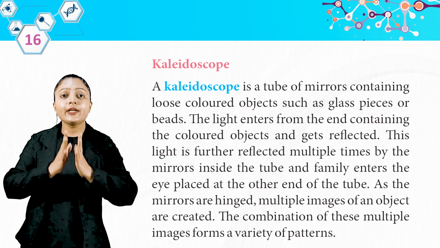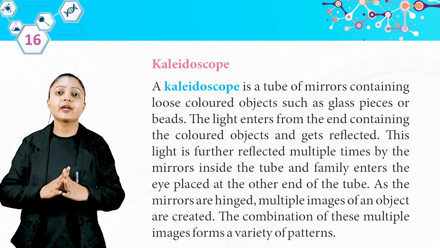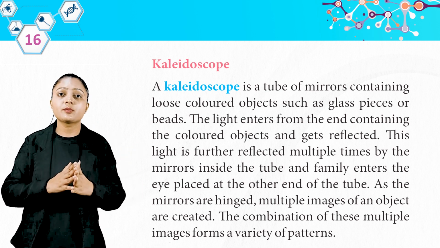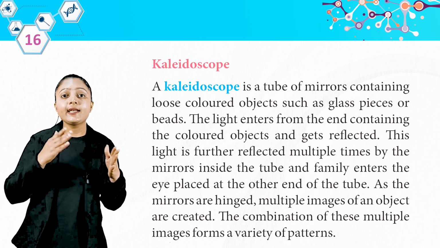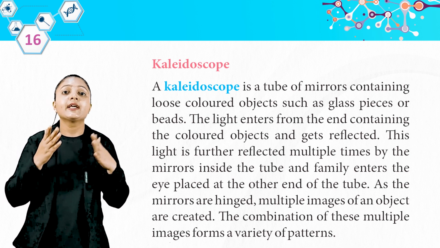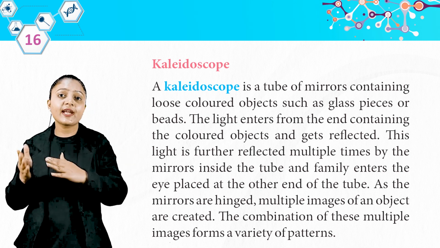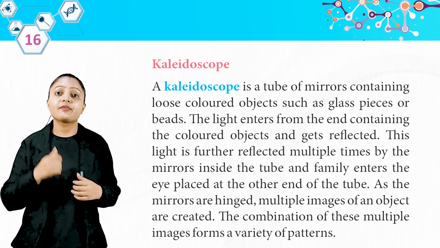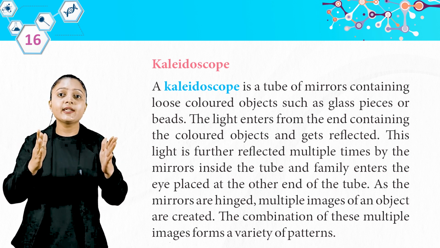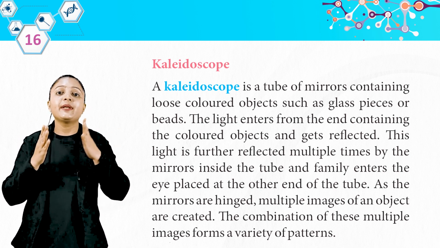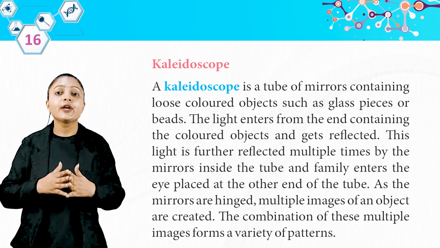Kaleidoscope. A kaleidoscope is a tube of mirror containing loose colored objects such as glass pieces or beads. The light enters from the end containing the colored objects and gets reflected. This light is further reflected multiple times by the mirrors inside the tube and finally enters the eye placed at the other end of the tube.